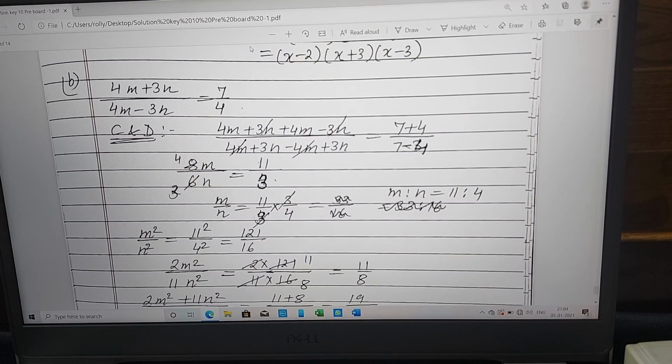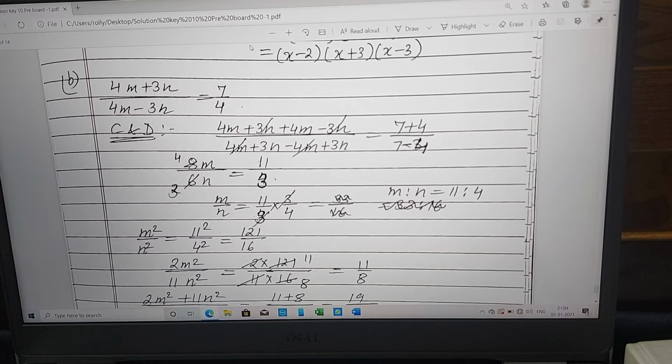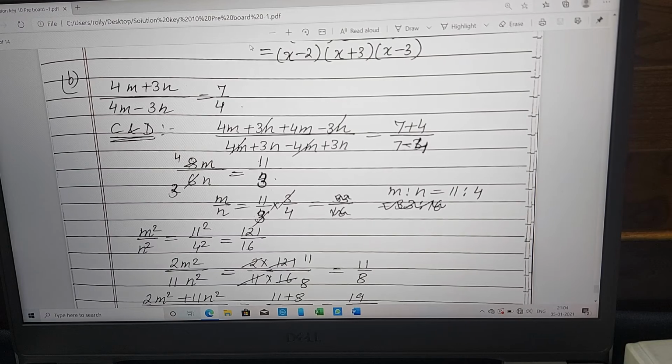Moving on to the next one: 4m plus 3n divided by 4m minus 3n is equal to 7 upon 4. You have to calculate first of all the value of m is to n. So you can apply componendo and dividendo so that in the numerator you have only m, in the denominator you have only n. So value of m upon n is 11 upon 4. But you will write the answer as 11 is to 4. You have to write the answer in ratio form.